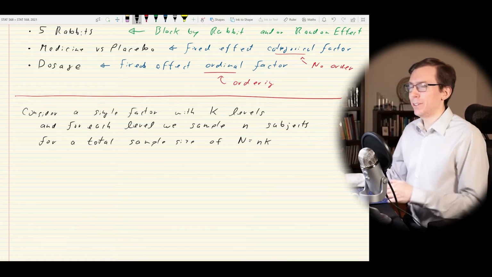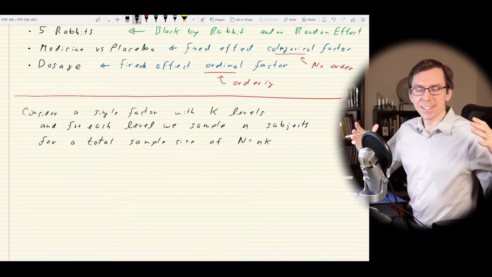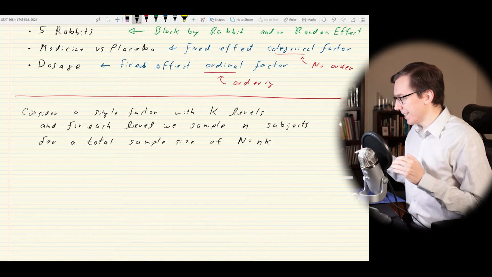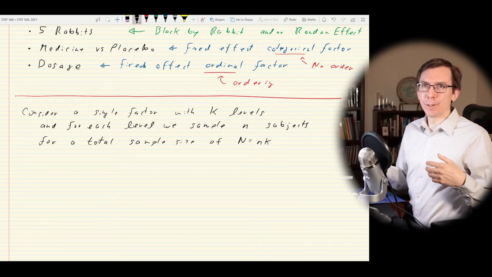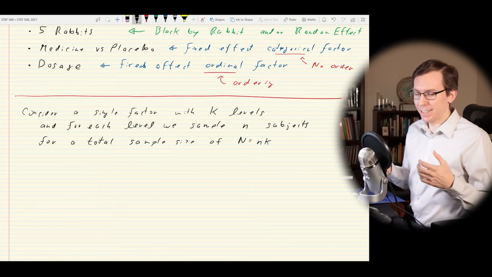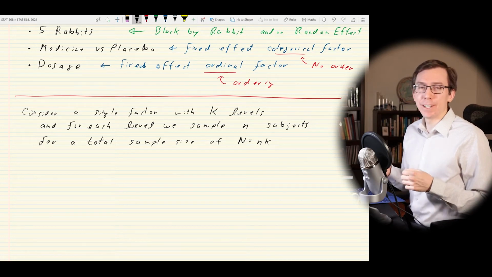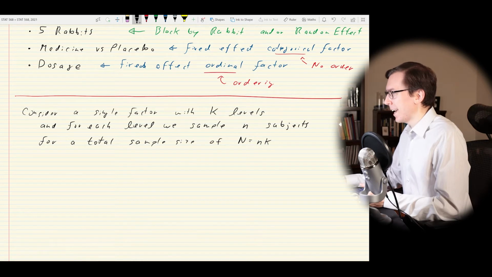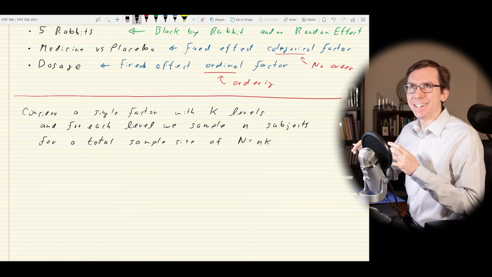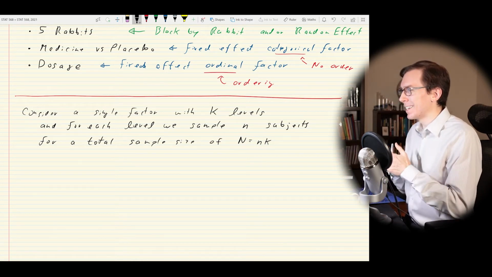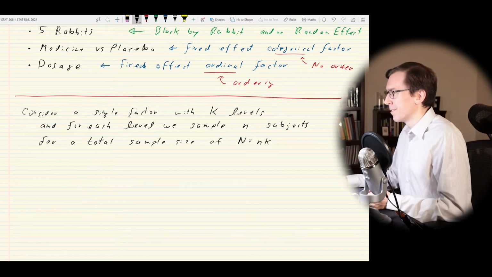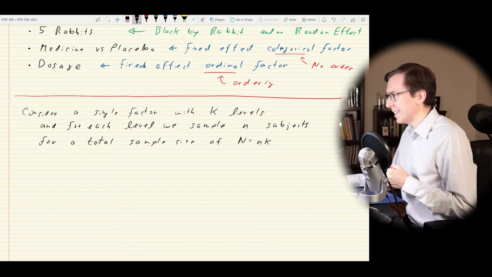Now, you don't always have equal sample sizes for every one of the K factor levels. It would be nice if you do. It's typically a nice setting, but you don't always have that. So you have to figure out what to do if that's not the case. But just for ease of exposition, we're going to assume that they all have the same number of measurements or number of subjects in each category.